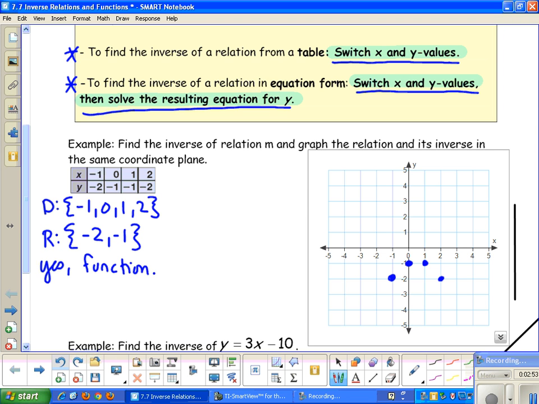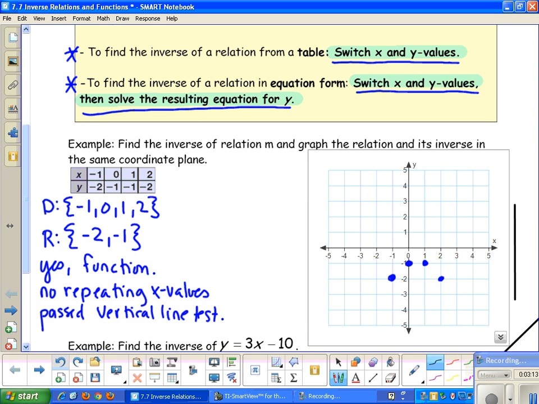And again, there were two ways that we looked at it. There were no repeating x values, and it also passed the vertical line test.